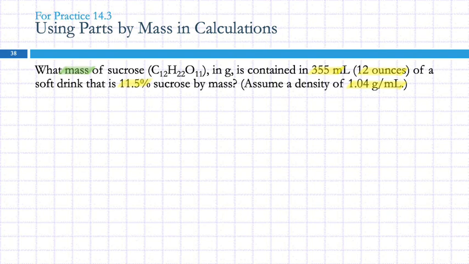If I write down the things I've been given, I've got 355 milliliters. Now, in a solution, there are two parts, right? There's the solute and the solvent. So 355 milliliters, that's of the solution, right? That's the soft drink. That's 355 milliliters of solution.